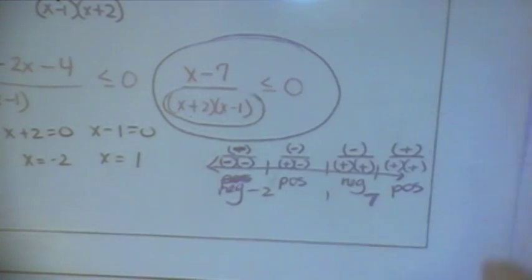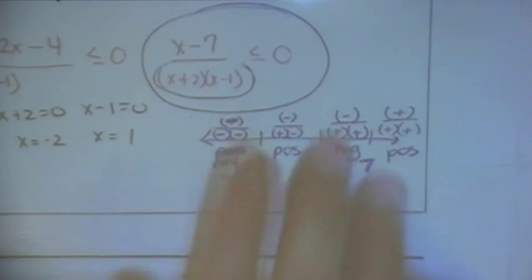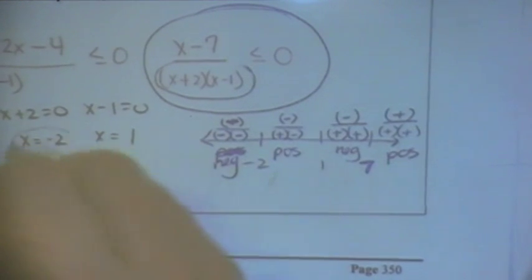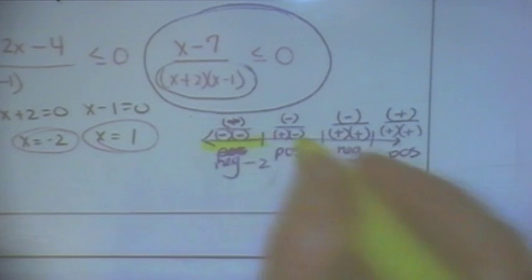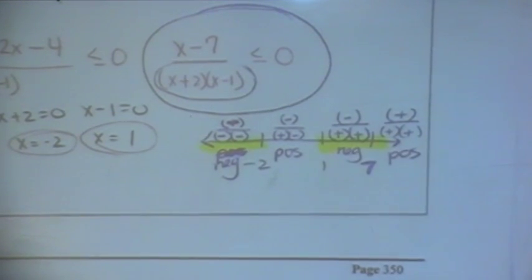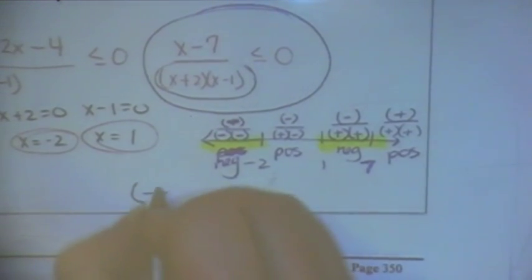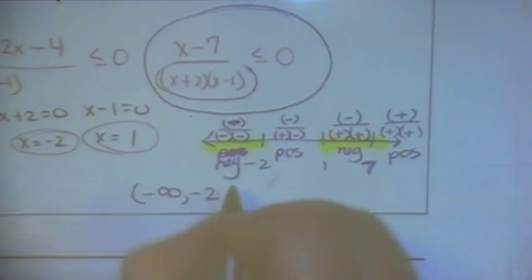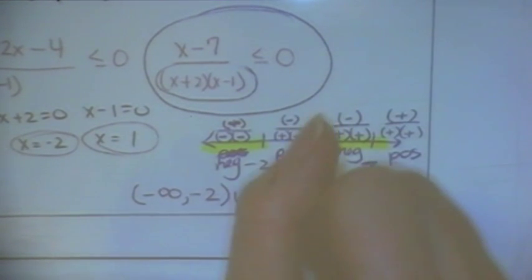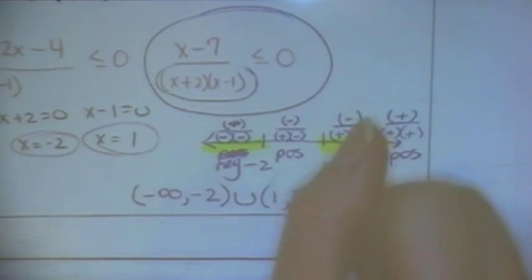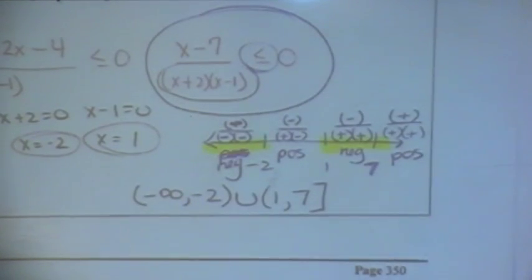I am looking for where it is less than or equal to 0. So remember, I told you we've got to identify our asymptotes because asymptotes can't ever have brackets. So when I'm going less than or equal to, that's these pieces. I just have to make sure I don't put brackets on an asymptote. So I go parentheses in negative infinity to negative 2, which is an asymptote, so that's a parentheses. And union with 1 is a parentheses because that's an asymptote, to 7 bracket because this has an equal sign, and 7 is not an asymptote.